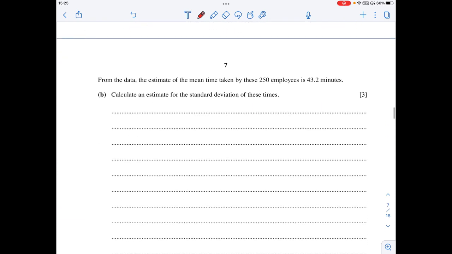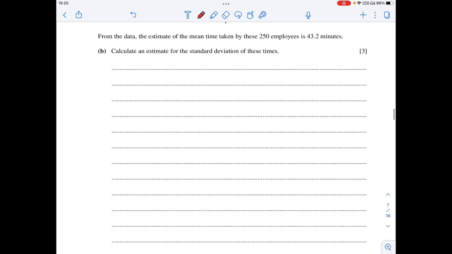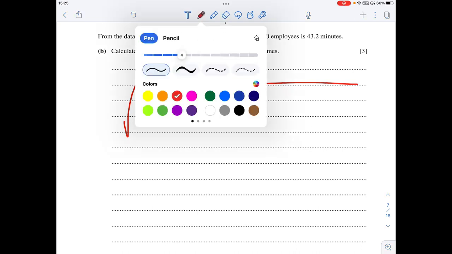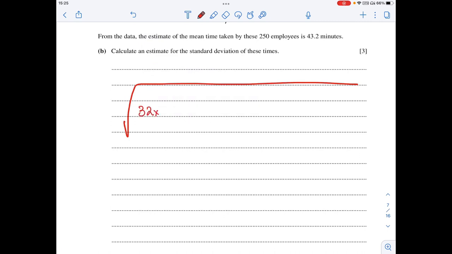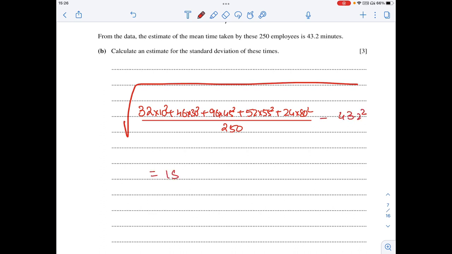So the standard deviation will be the square root of 32 times 10 square plus 46 times 30 square plus 96 times 45 square plus 52 times 55 square plus 24 times 80 square, divided by 250, minus the mean square 43.2 square, which is nothing but how much? 18.3.